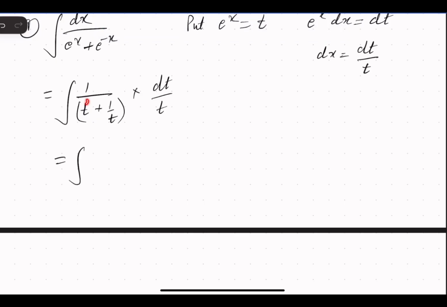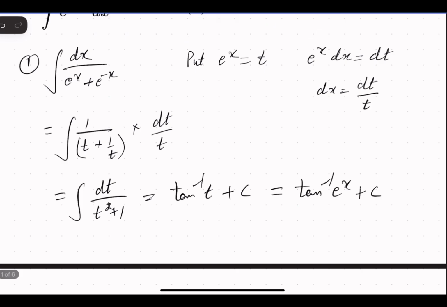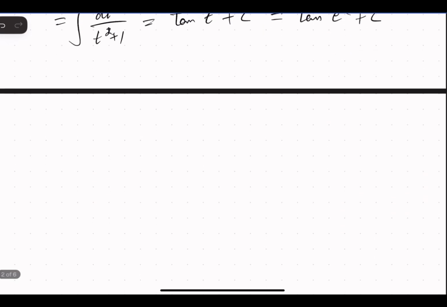This will be equal to the integral, t multiplied with these two: t will multiply with this to give t square, and multiplied by this it will be only 1, and you will get dt over t square plus 1. You already know the integral of this. This is tangent inverse t, and don't forget to write c at the end. Your answer will be tangent inverse of e power x plus c, because the initial variable x you have to change back at the end. This was your first question.